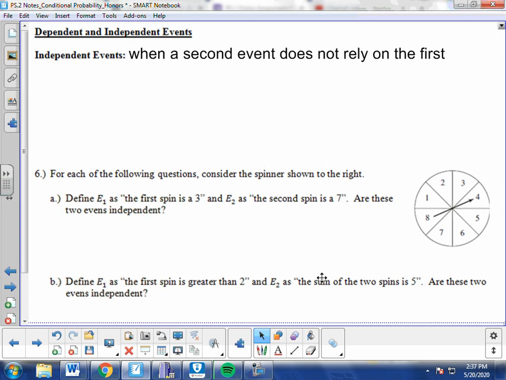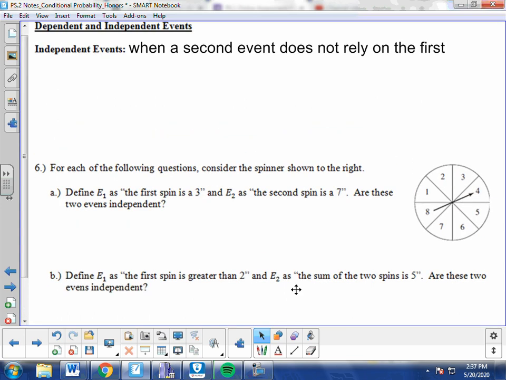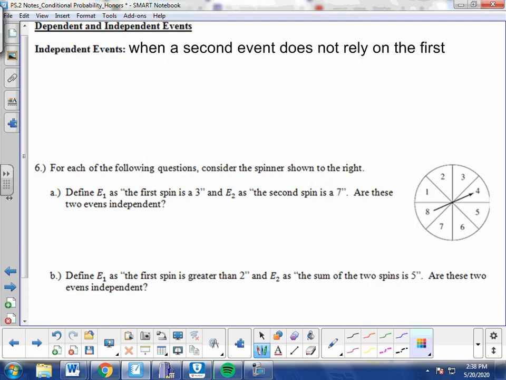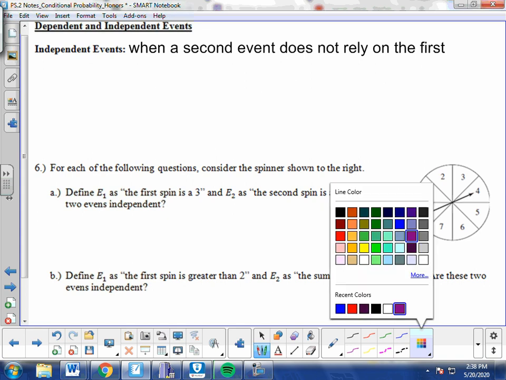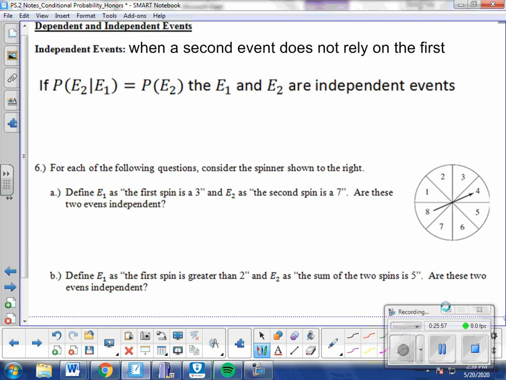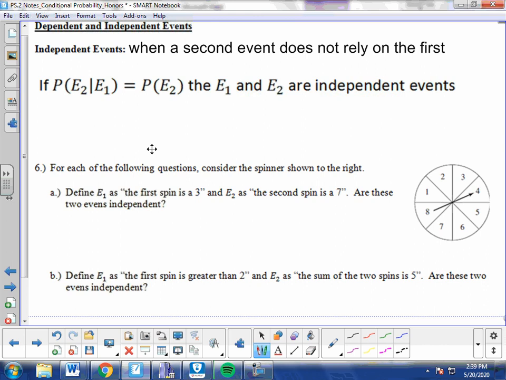Most of the time, we can identify this pretty conceptually by just looking at the scenario and seeing, does the second event rely on the first? But there's also a mathematical way to break this down. So let's say we have any two events. If the probability of event 2 given event 1 is the same as the probability of event 2, then event 1 and event 2 are independent events.